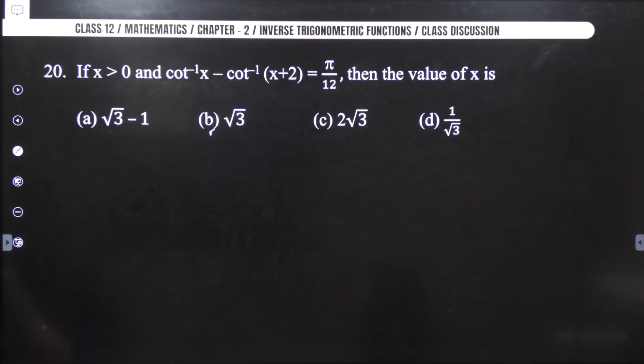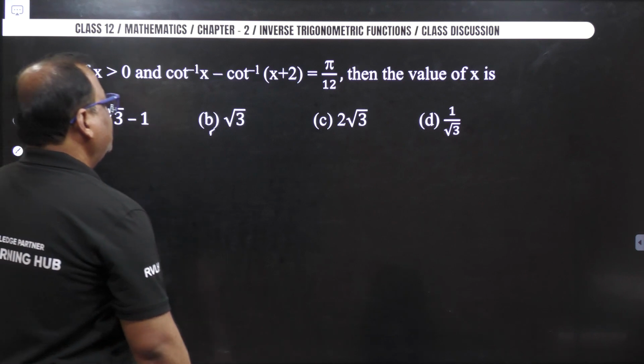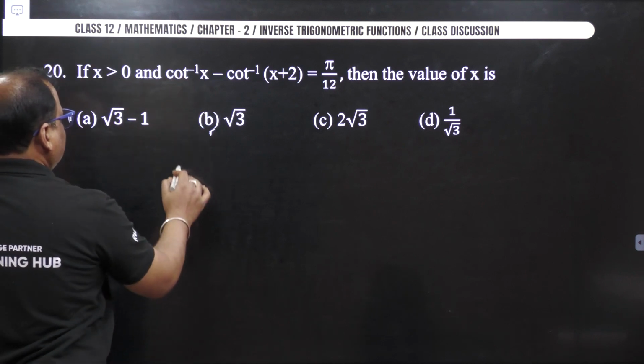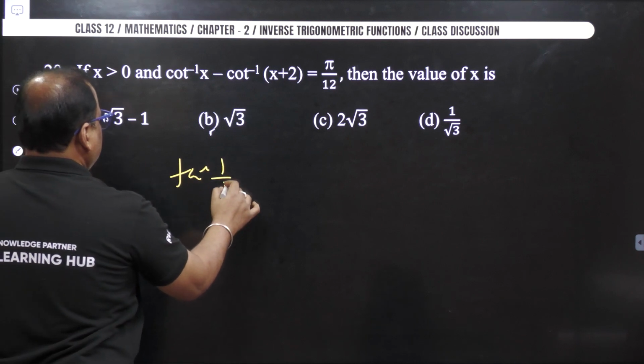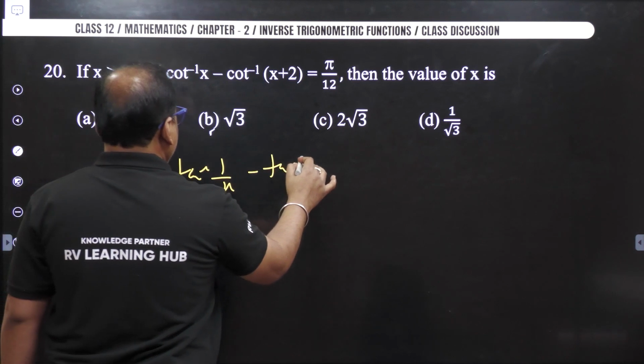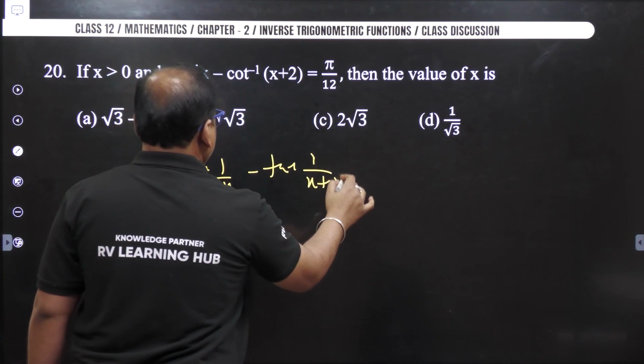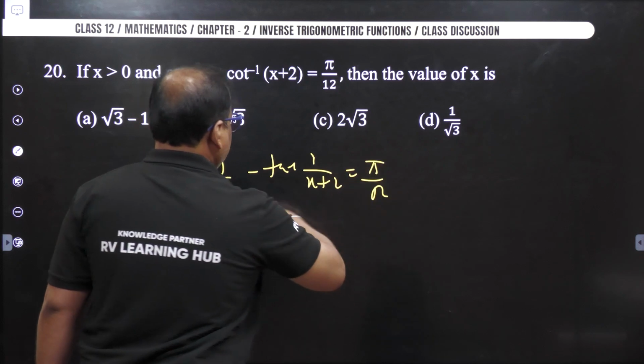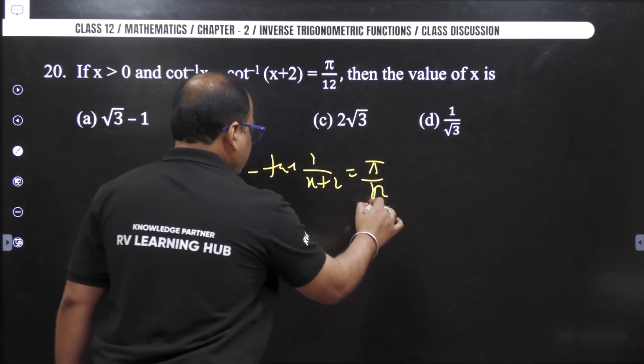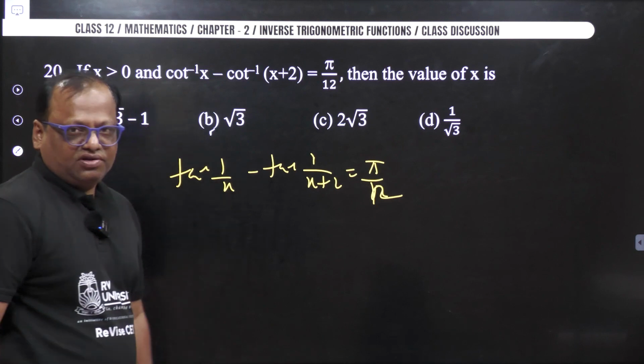Last question. So what you can do is change this to tan inverse of 1 by x minus tan inverse of 1 by x plus 2 is equal to pi by 12, and apply that to the tan inverse of x minus tan inverse of y formula.